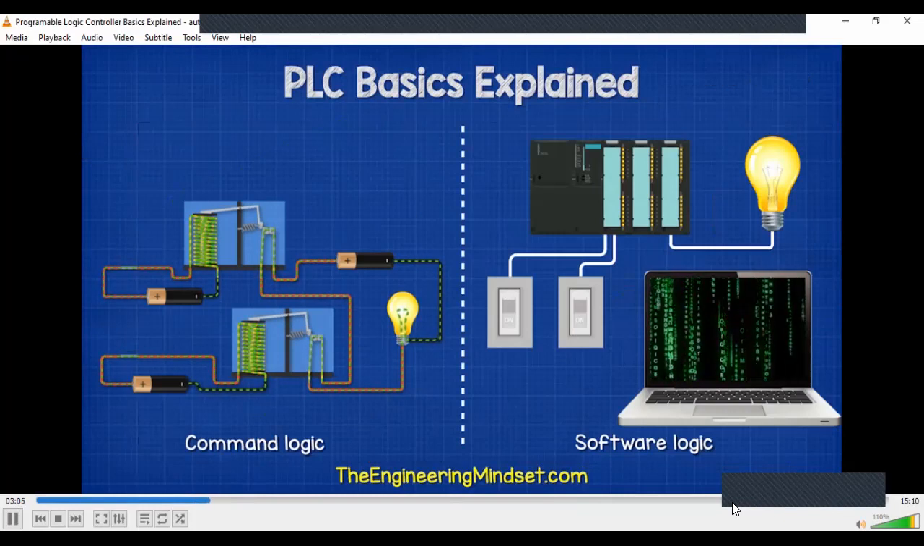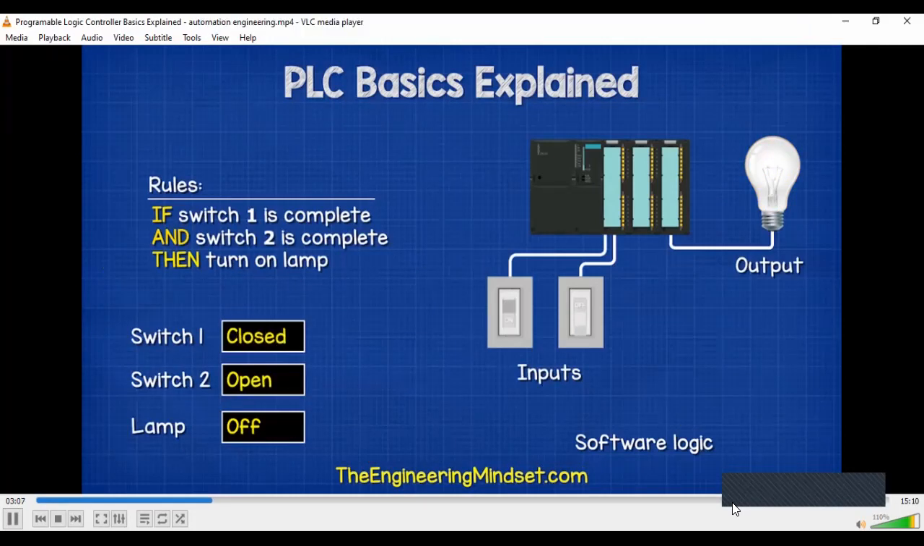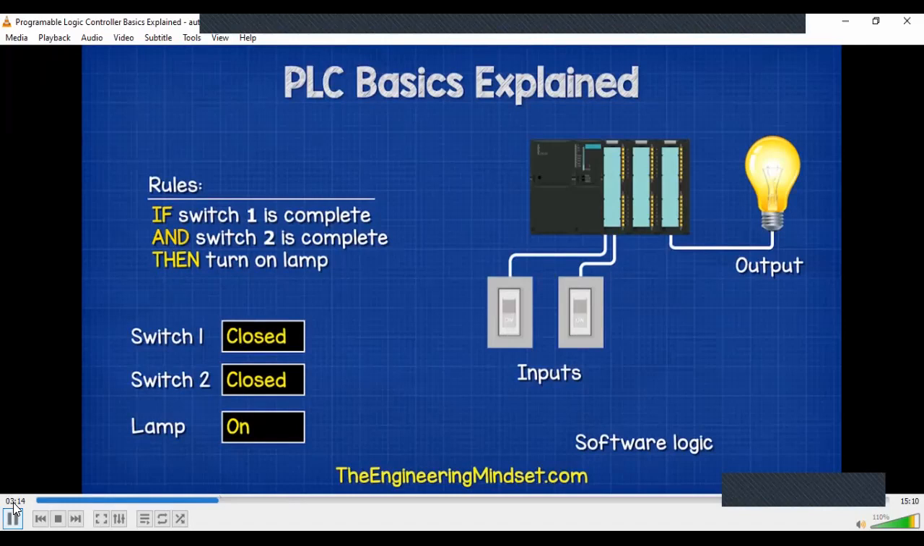PLCs vary widely on their application, but they all monitor their inputs, then make a decision based on a stored set of rules, and from those, they then output commands to automate a process. You see, I was talking about those programs, logic-based functions, right? Like here, if switch 1 is complete and switch 2 is complete, then turn on lamp, right? That's what we mean by rules in that ladder logic functions. That's what we mean, that if this is complete, and how do you know that?